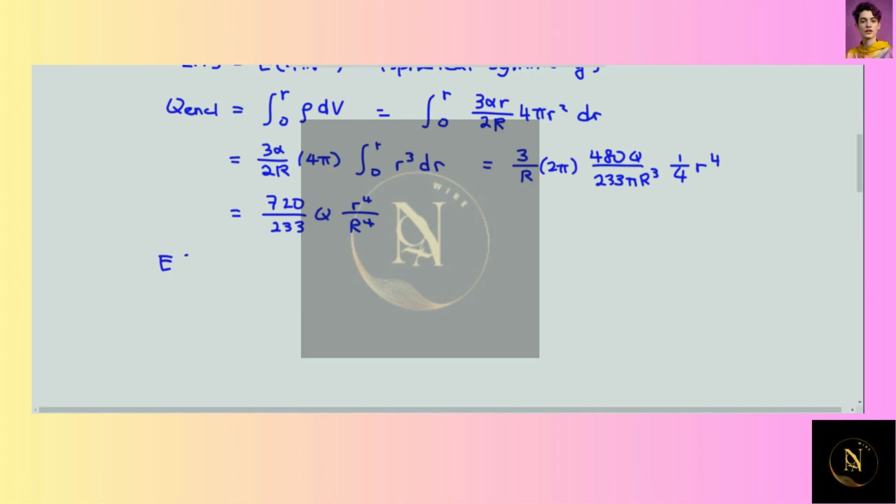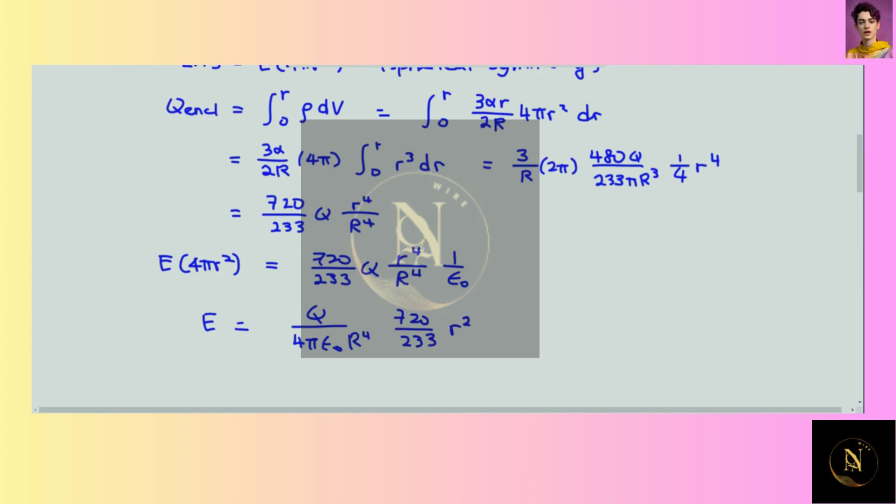So E times 4 pi r square is equal to 720 divided by 233 q r to the 4 divided by big R to the 4, and then 1 over epsilon naught. So then you have q over 4 pi epsilon naught, r to the 4, and then you have 720 divided by 233, r square.